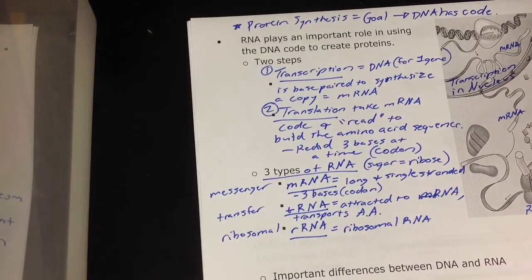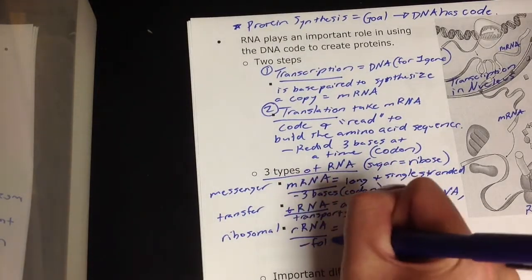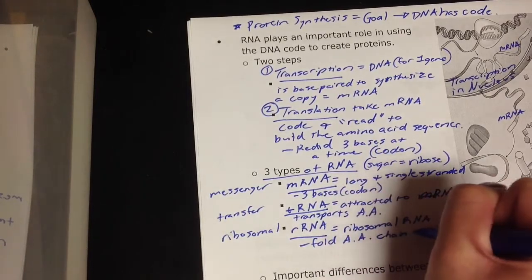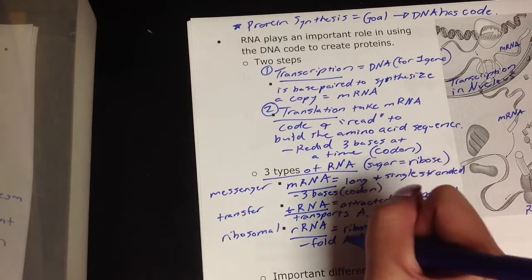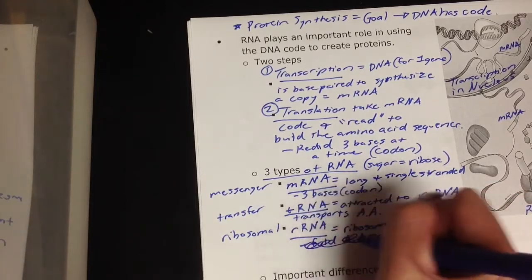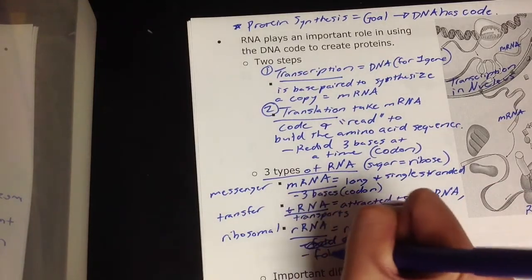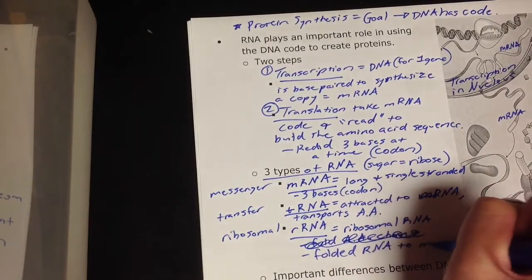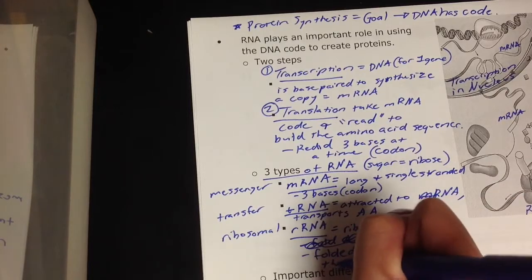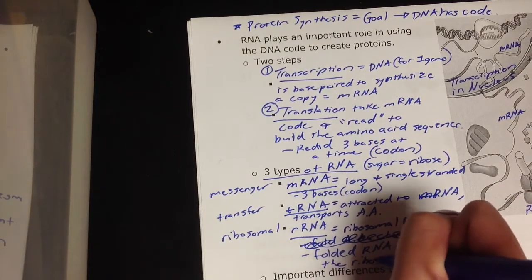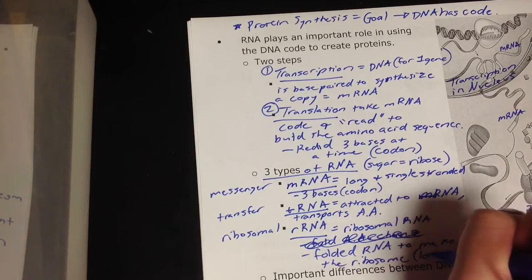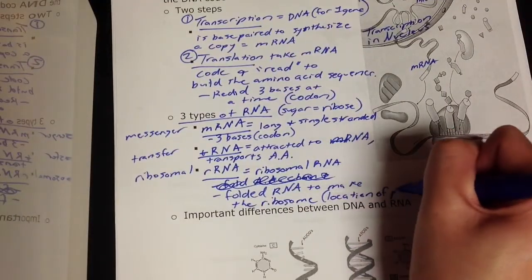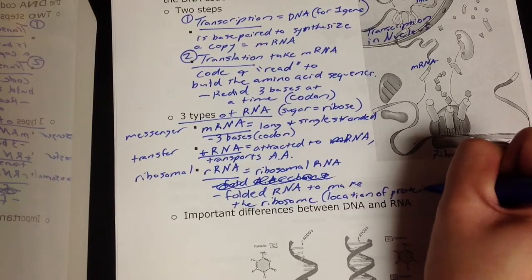The rRNA, or the ribosome, will fold the amino acid chain. Or I'm sorry, it is folded RNA to make the ribosome. And it is the location of protein synthesis.